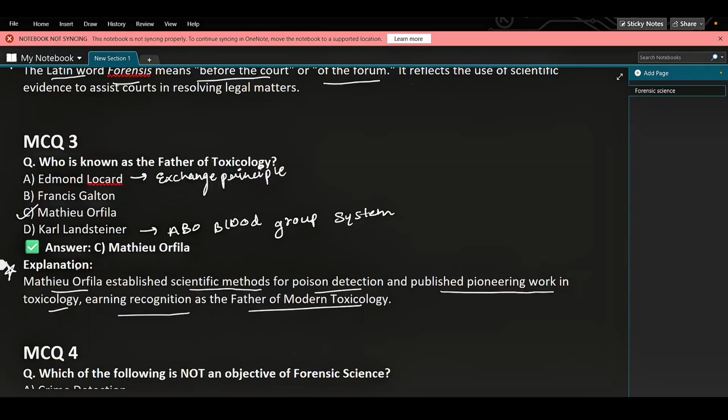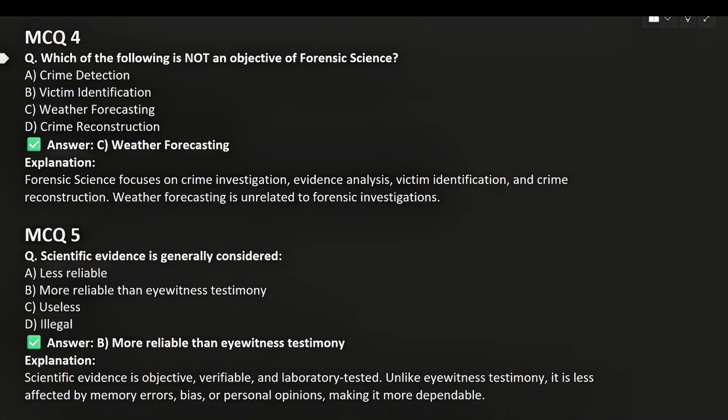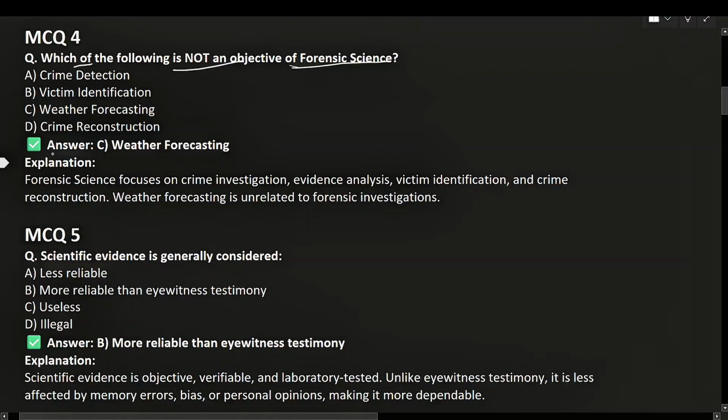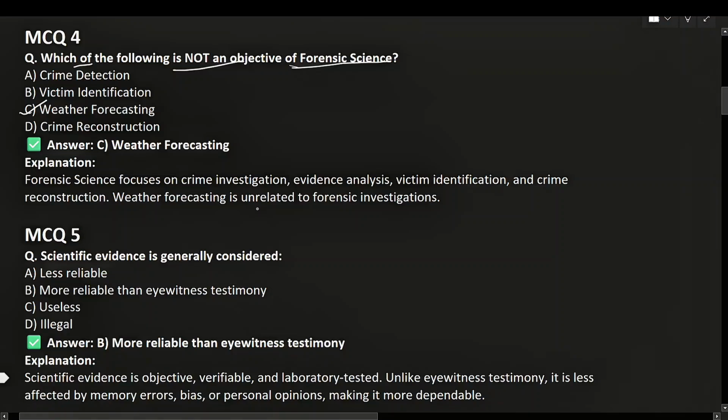Question number 4. Which of the following is not an objective of forensic science? First is crime detection, second victim identification, third weather forecasting, fourth crime reconstruction. So the correct answer is D, weather forecasting. Because forensic science focuses on crime investigation, evidence analysis, victim identification, and crime reconstruction. Weather forecasting is unrelated to forensic investigation.